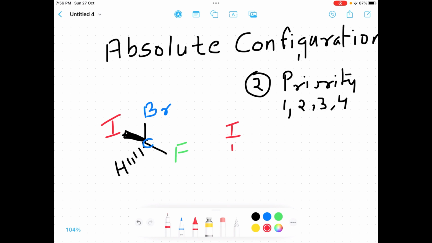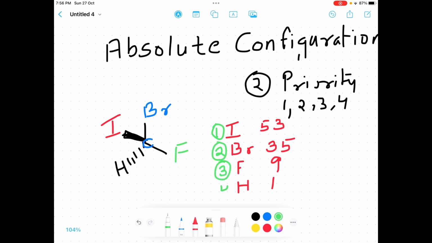In this example, we have 4 groups attached to the chiral carbon: hydrogen, fluoro, bromo and iodo. If we look at the atomic number, iodine is 53, bromine 35, fluorine 9 and hydrogen 1. So according to the rule, iodine will get the first priority, bromine the second priority, fluorine the third priority and hydrogen the fourth priority. Let's put these numbers into the structure and see where number 4 is.